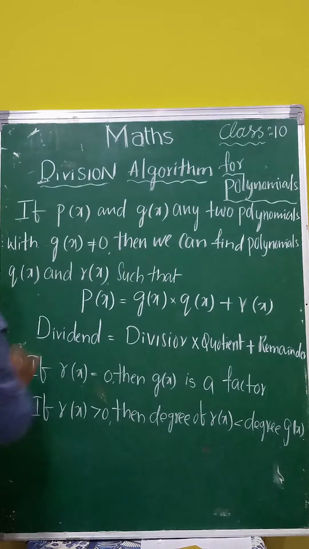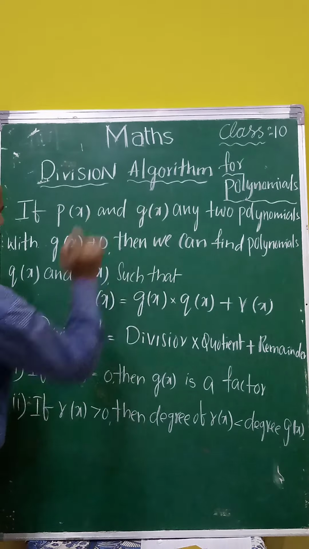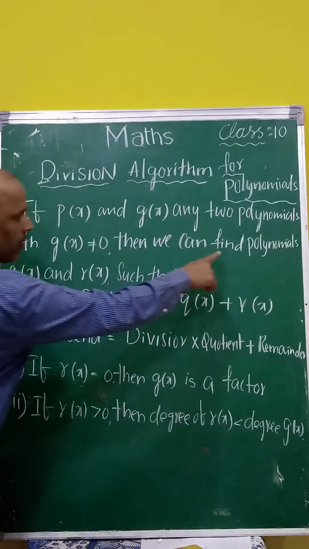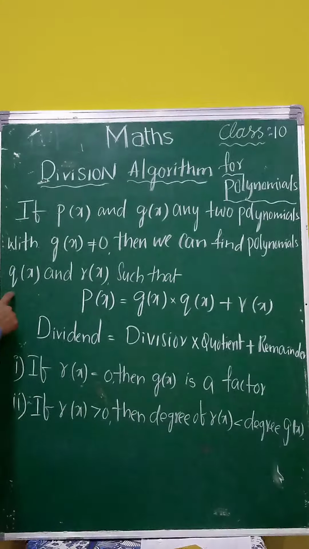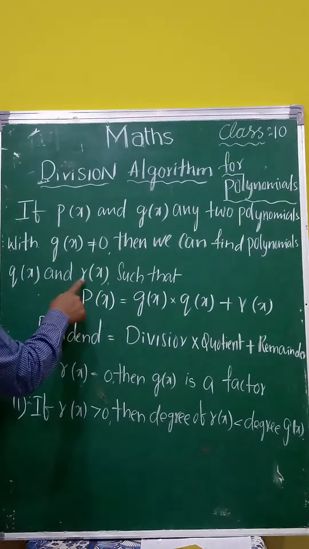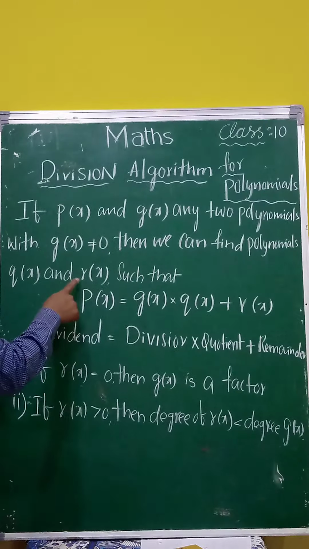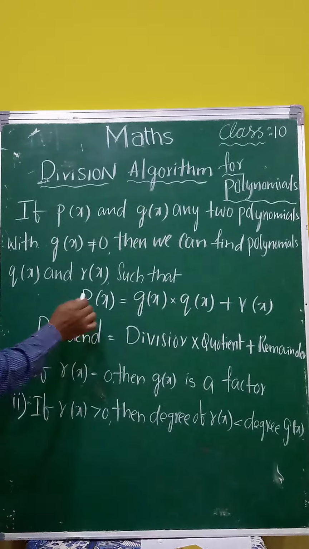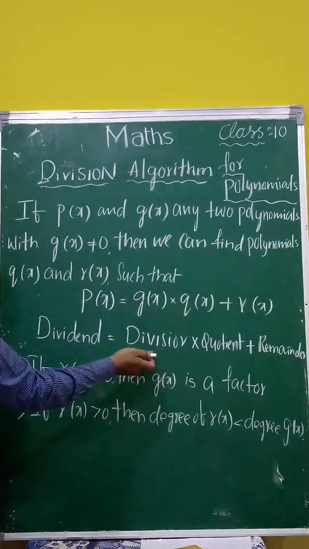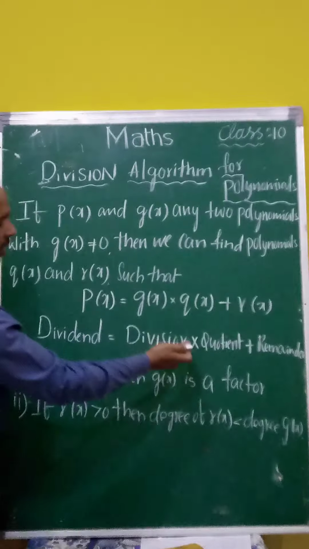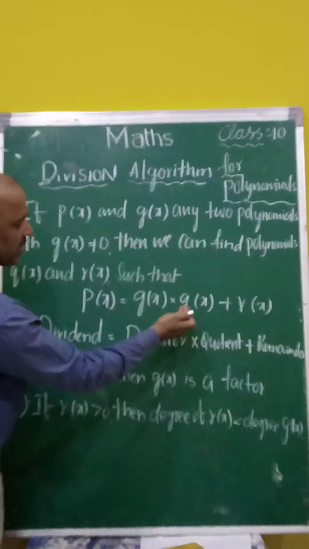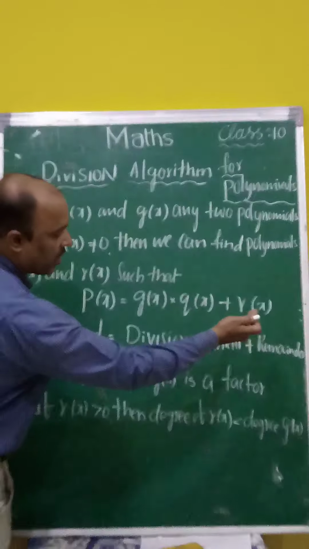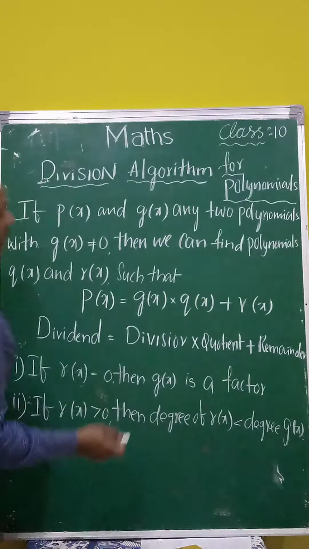If we divide p of x by g of x, then what will we get? We find polynomials q of x, which is nothing but the quotient in terms of x, and r of x is the remainder in terms of x. Here p of x, the dividend, is equal to divisor g of x into quotient q of x plus remainder r of x.